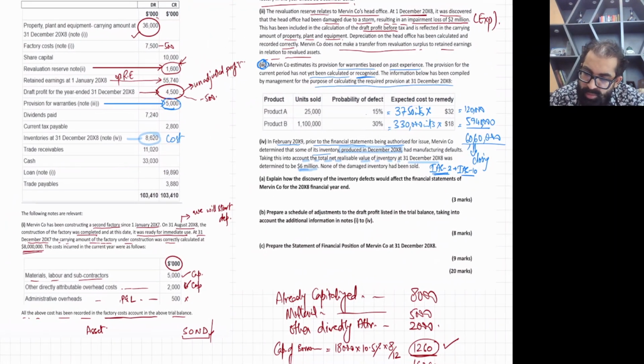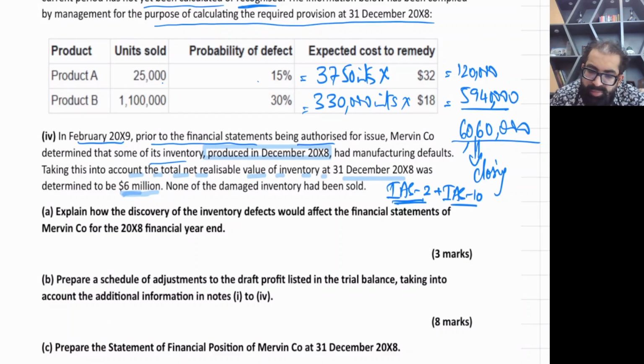Now listen. See, did you pick the evidence? It is written produced in December X8. This is the best evidence that the reason for this loss existed last year. Now they are asking a 3 mark theory requirement. Let me guide you and you can write it easily. Explain how the discovery of inventory defects would affect the financial statements of Mervin at 31st December X8.